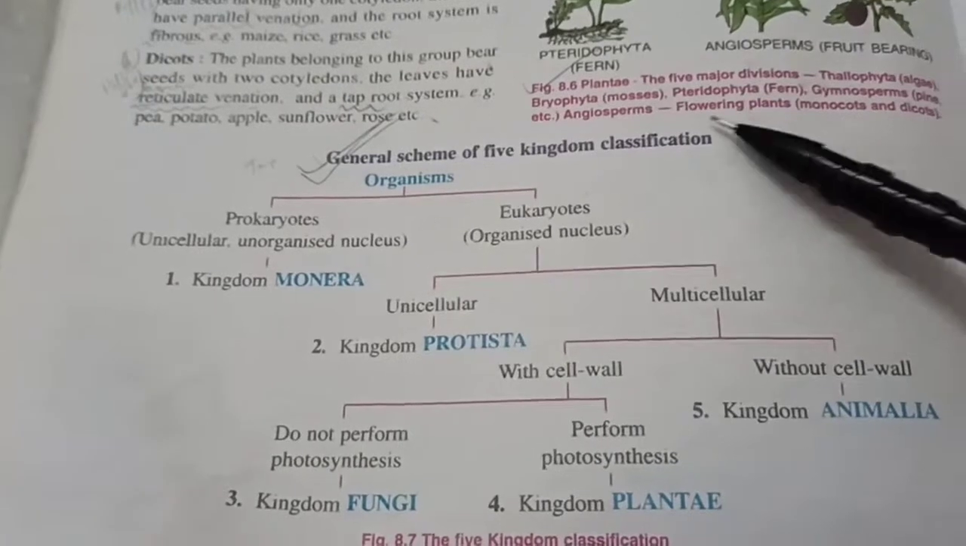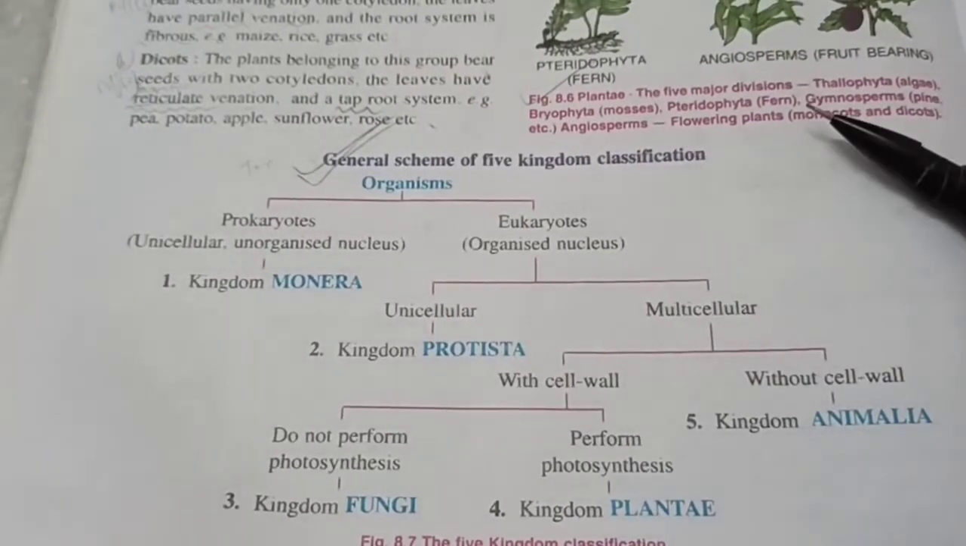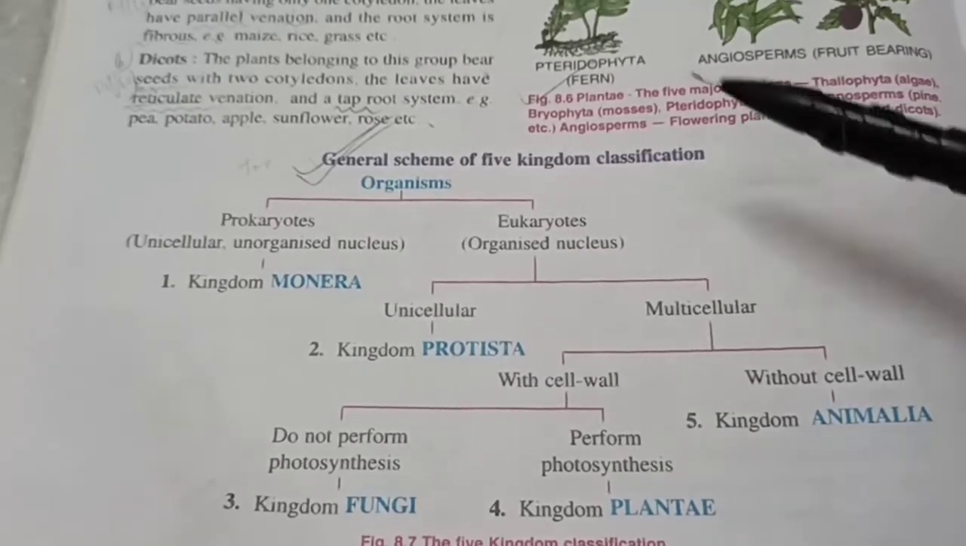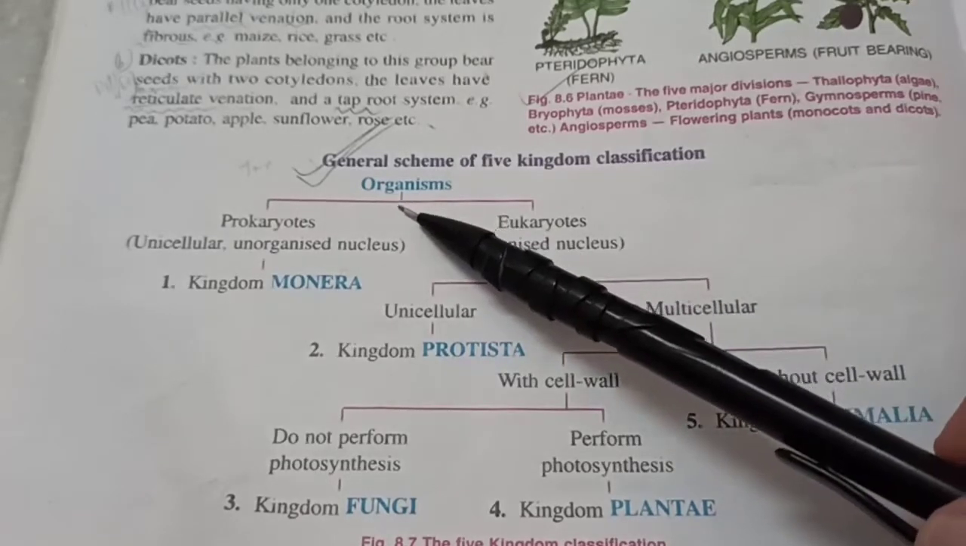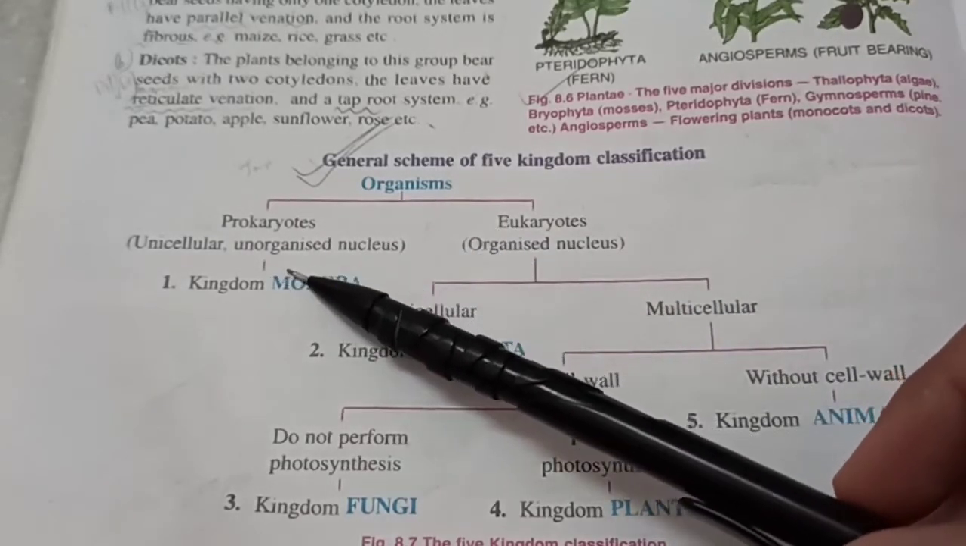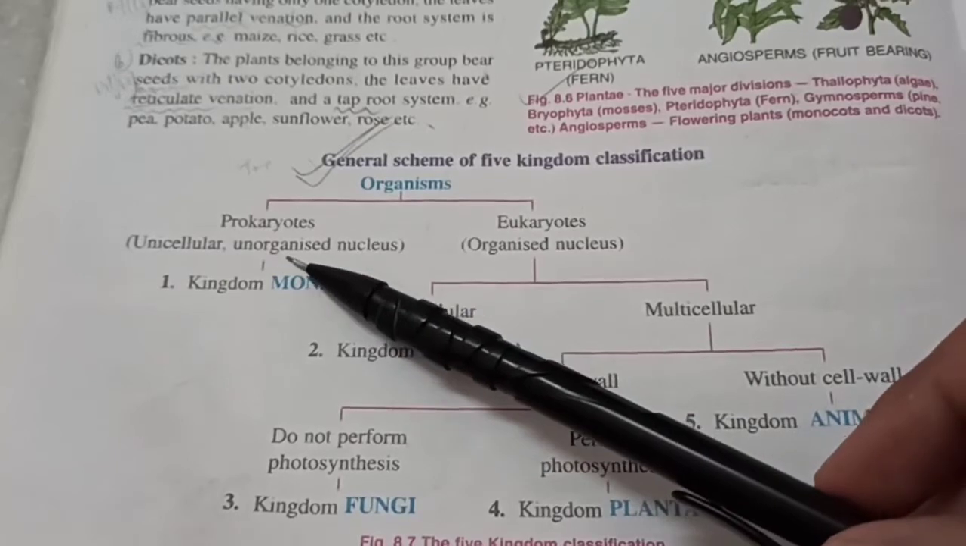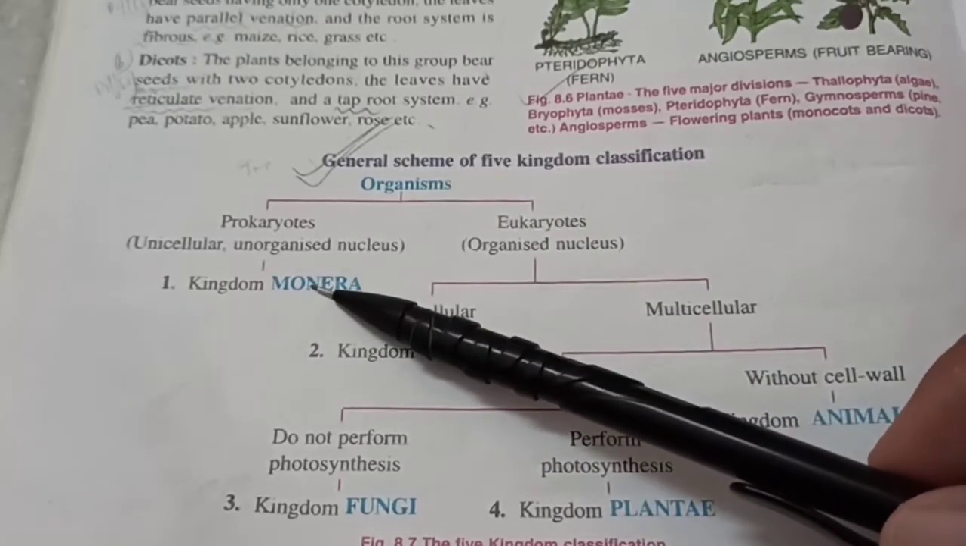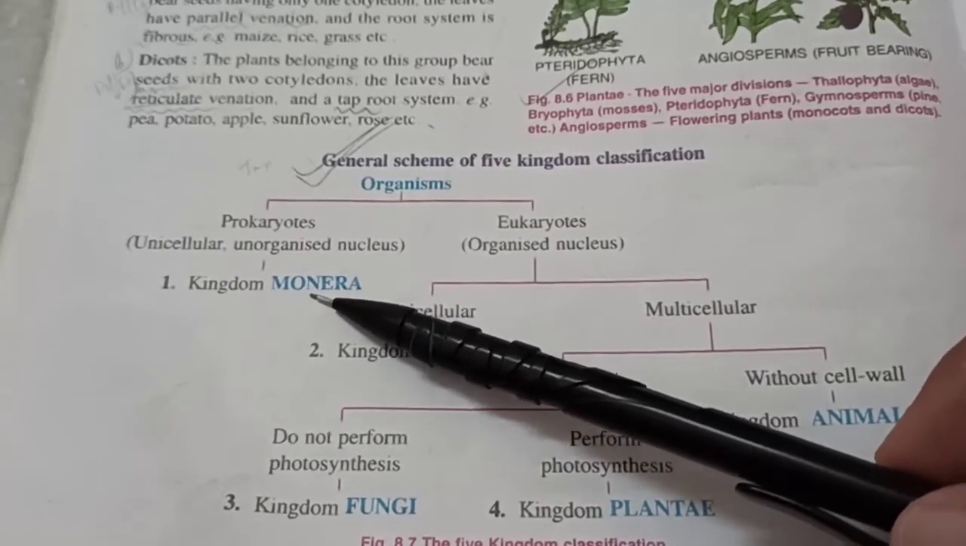So you can see the 5 kingdoms here. In the olden days, there were only plants and animals, but then we realized that there are some microorganisms which are neither plants nor animals. So organisms are first of all classified as prokaryotes, that is those who don't have an organized nucleus, unicellular of course. They are called monera. Example, bacteria, cyanobacteria, that is blue-green algae, etc.